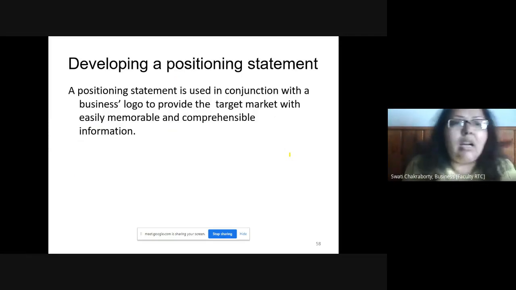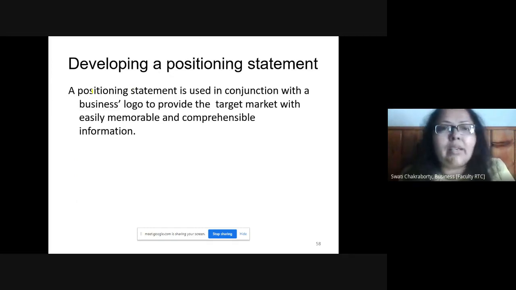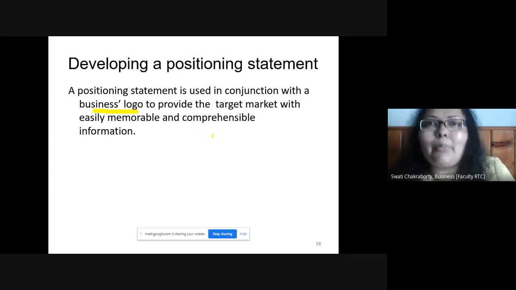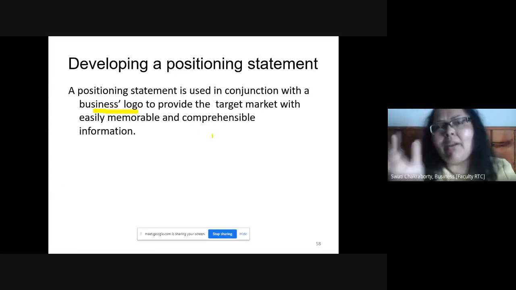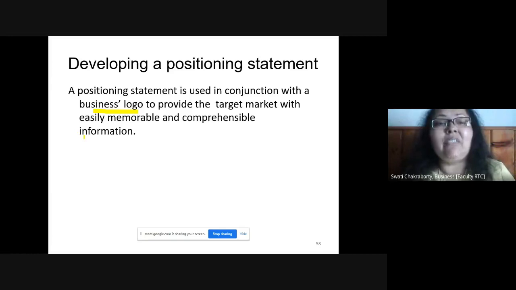Okay. Now, what happens also is, when we talk of positioning, the best way is to have a business logo that will help customers to remember your business, and which would also help them to have proper, detailed information. That logo tells a lot of things.